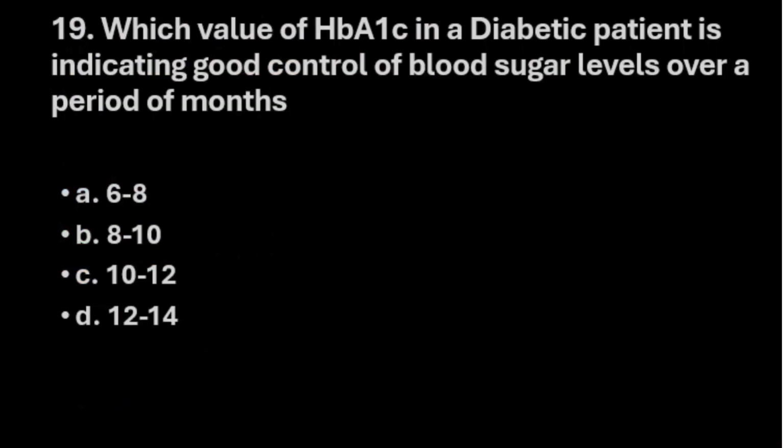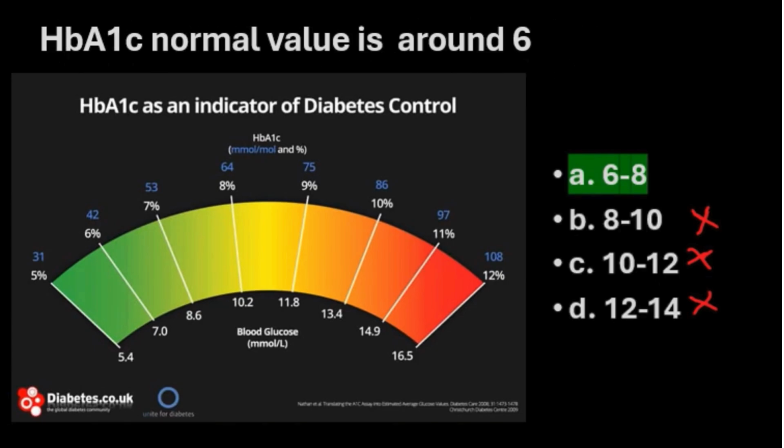Next question. Which value of HbA1c in a diabetic patient is indicating good control of blood sugar level over a period of months? Option A, 6 to 8. Option B, 8 to 10. Option C, 10 to 12. Option D, 12 to 40. Let us see the right answer. The right answer here is option A, 6 to 8.